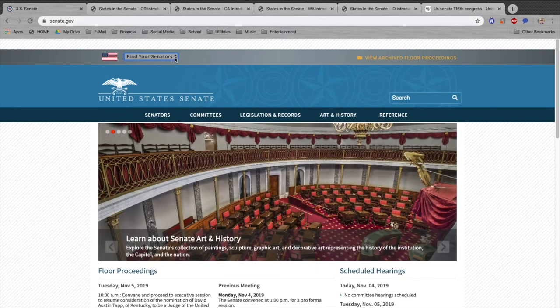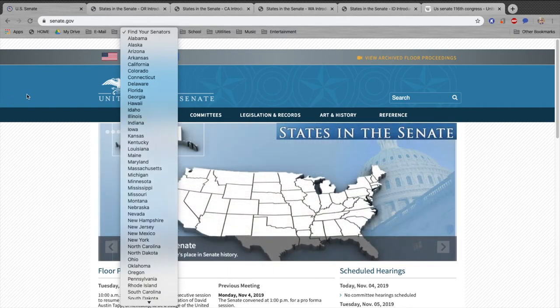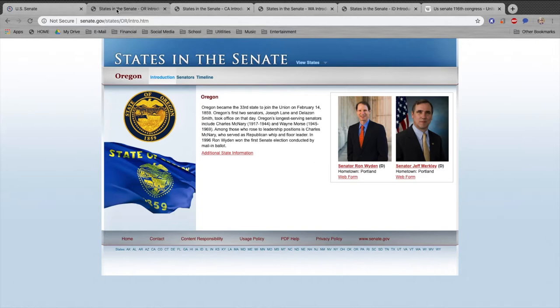And so, if you were to go to the Senate website, which I've done here, you could just literally click on Find Your Senators, scroll to any state in the country, and find out who represents that state. I happen to have that memorized, but most people do not. In the state of Oregon, we have two senators, just like every other state. They are Senator Ron Wyden, who has represented the state since 1996, and Senator Jeff Merkley, who has represented the state since 2009. They are both Democrats, and they have been serving for a lengthy period of time.